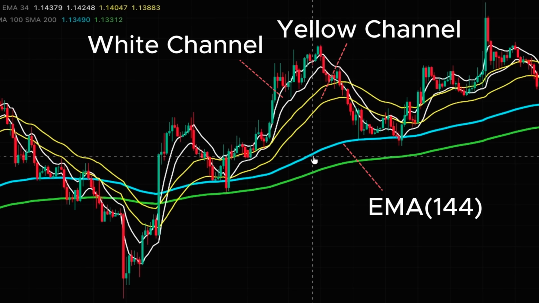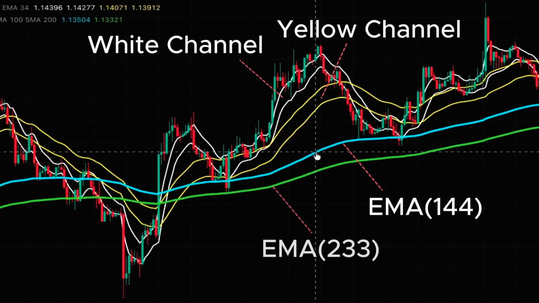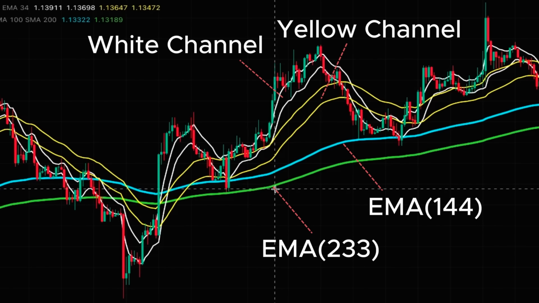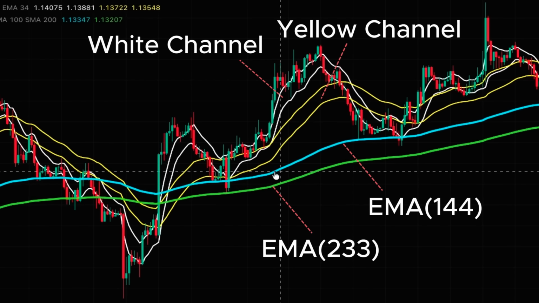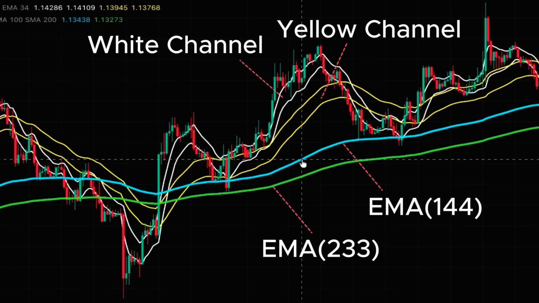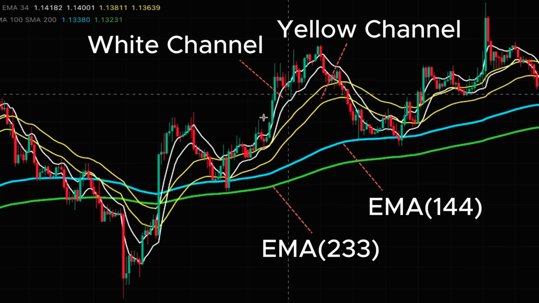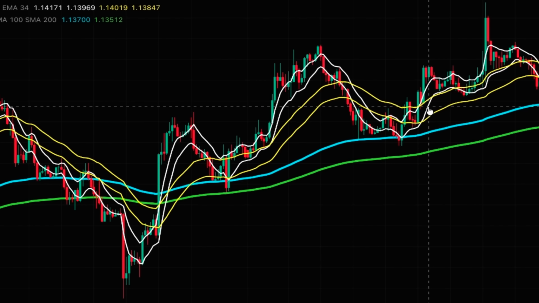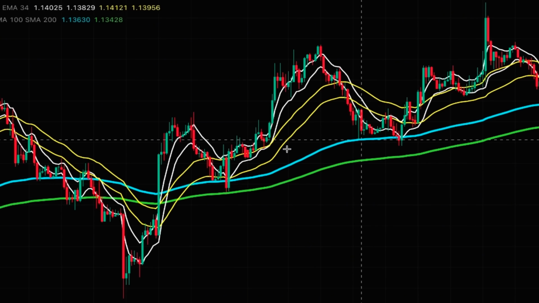And then we have this blue line, which is an EMA with length of 144, and we have this green line, which is an EMA with length of 233. We use this green line for trend identification, and we use this blue line here for midterm momentum changes and identifying pullbacks, and we use this white channel and yellow channel for identifying buy sell signals. Let me teach you how you can find buy sell signals based on these moving averages.